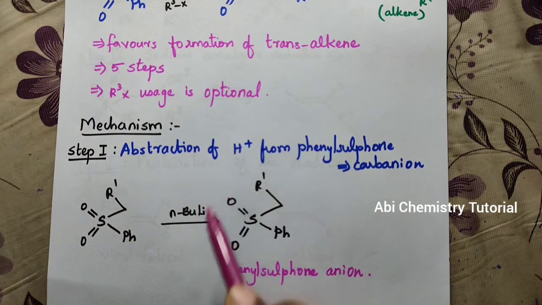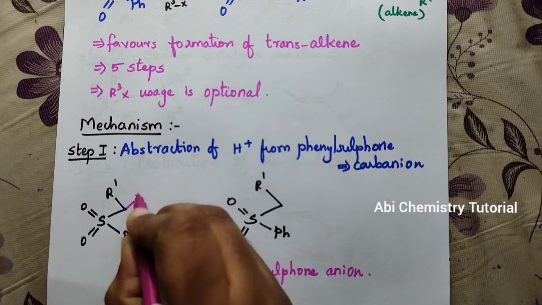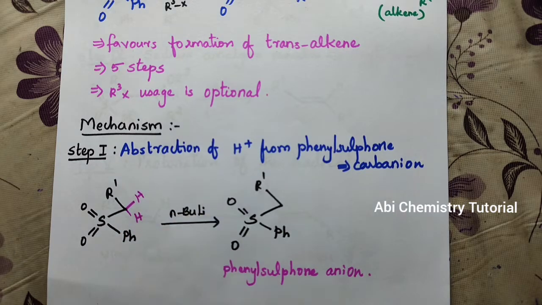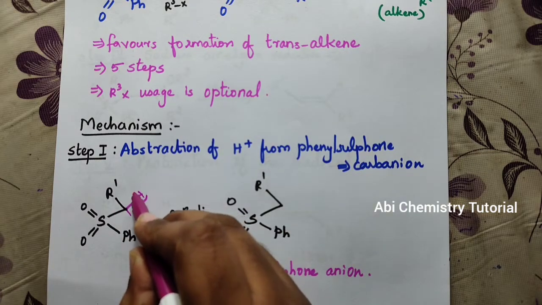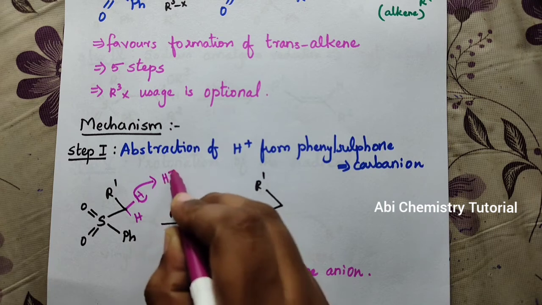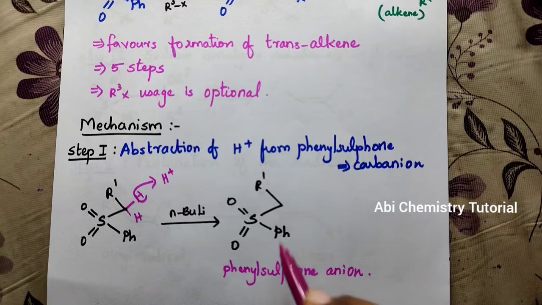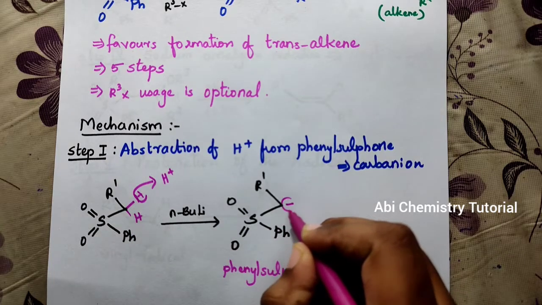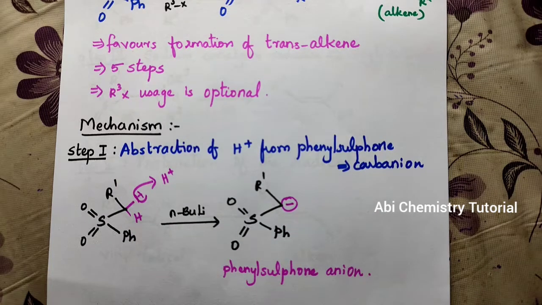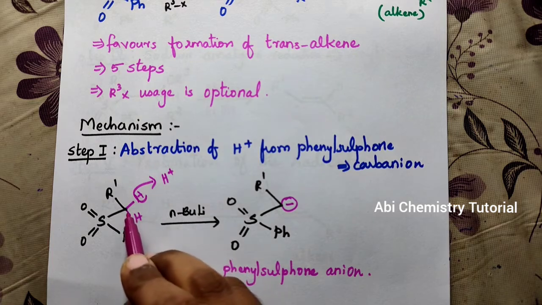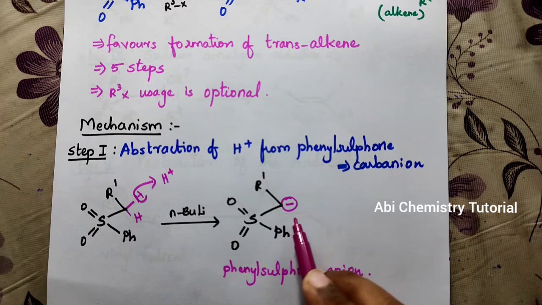Abstraction of a proton. Here in this carbon you will have 2 hydrogens. One hydrogen will be abstracted as H+. So this butyl lithium abstracts one proton to form a carbanion at this position. This H+ is lost, so this carbon will have the negative charge. This is called a phenyl sulfone anion. This is the first step.